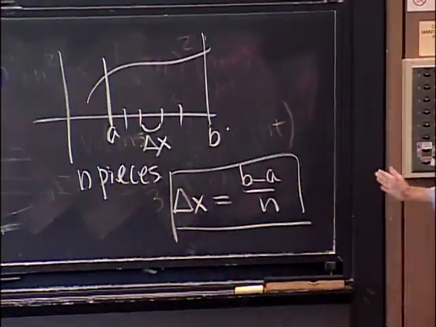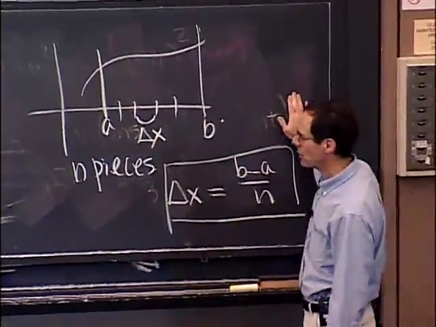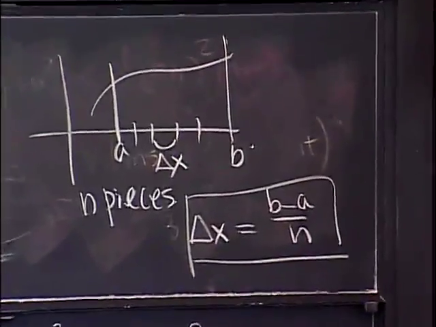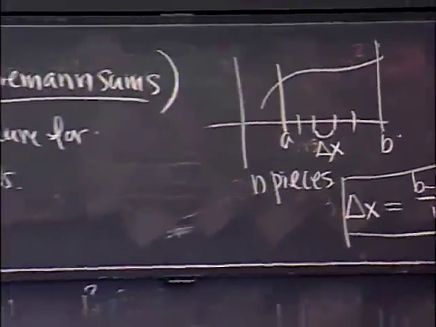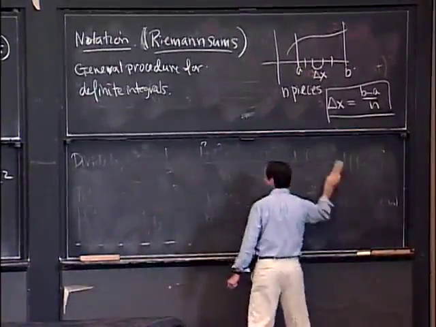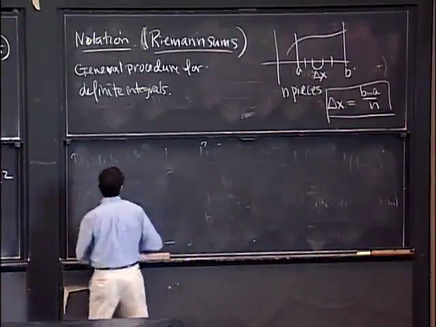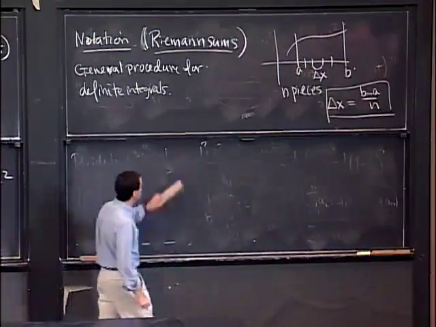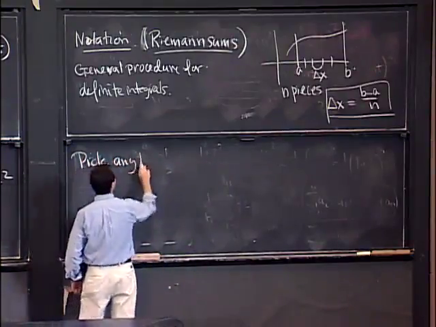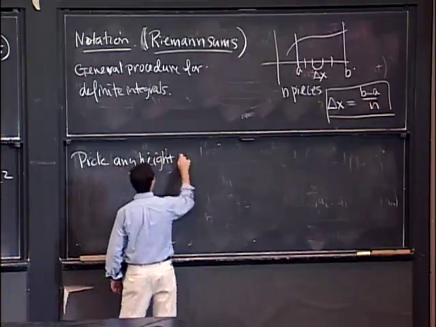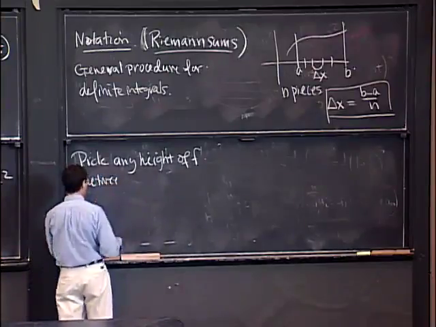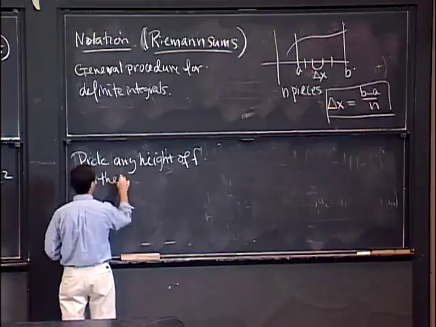We will always use these equal increments, although you don't absolutely have to do it. We will for these Riemann sums. And now there's only one bit of flexibility that we will allow ourselves, which is this. We're going to pick any height of f in the interval, in each interval.